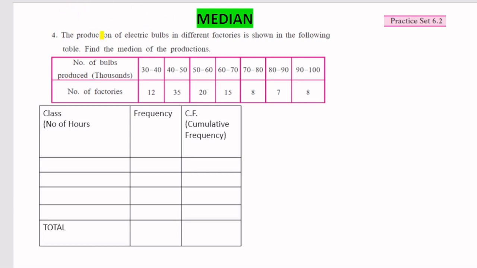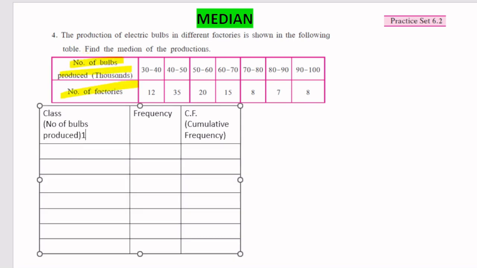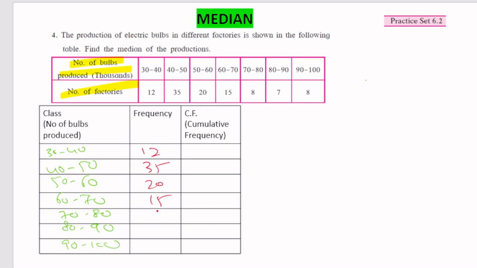Now read this question. The production of electric bulbs in different factories is shown in this way. Number of bulbs is given and number of factories is given. Now again notice the class marks here. The classes are continuous, so no need to worry, just simply write the values of the class in the table. Class you have written, now write the frequencies, which is the critical part, right? That's the only thing you have to worry about. So, 12, 35, 20, 15, 8, 7 and 8.